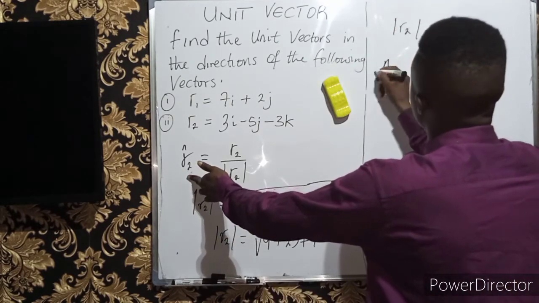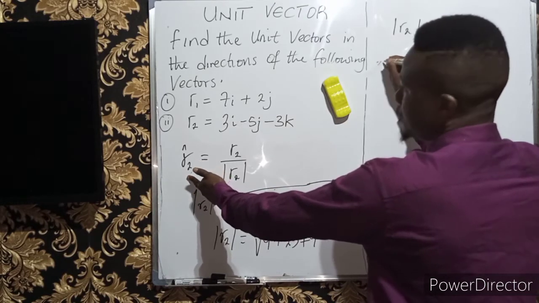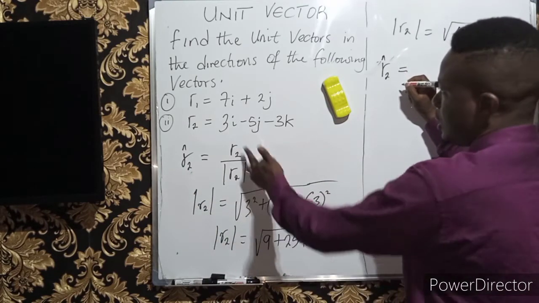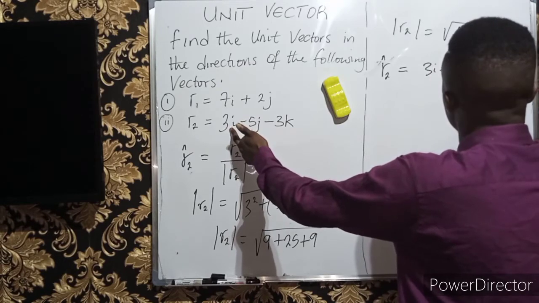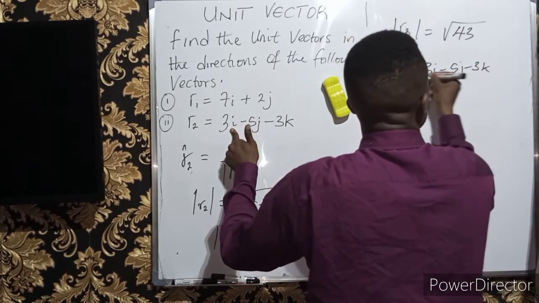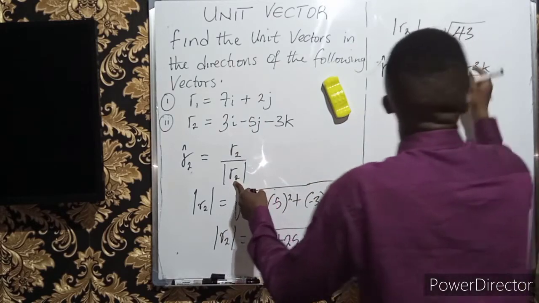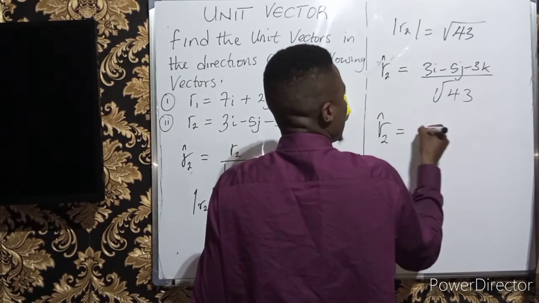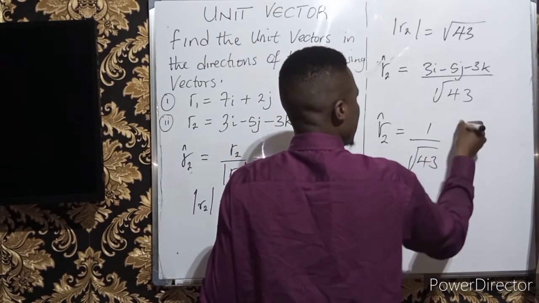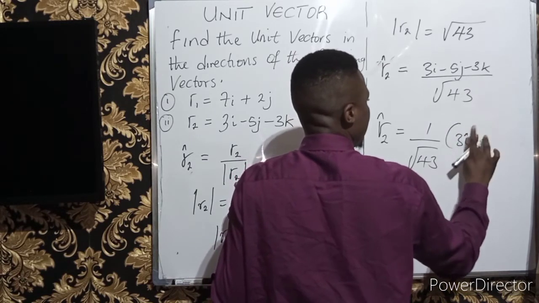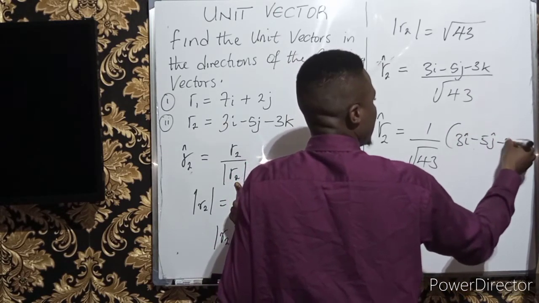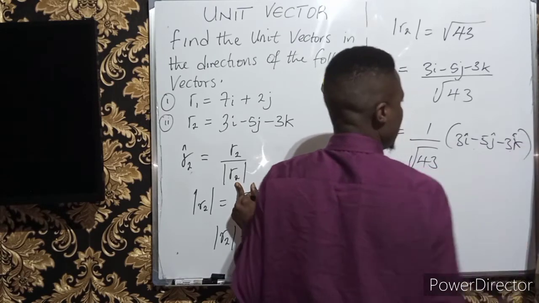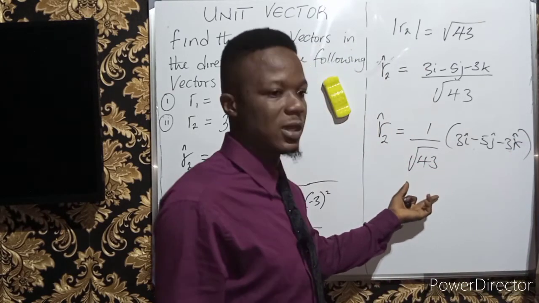The unit vector r2 hat equals r2, which is 3i minus 5j minus 3k, all over the modulus, which is root 43. I can write this as r2 hat equals 1 over root 43 multiplying 3i minus 5j minus 3k. So this is the unit vector of this given vector, as simple as that.